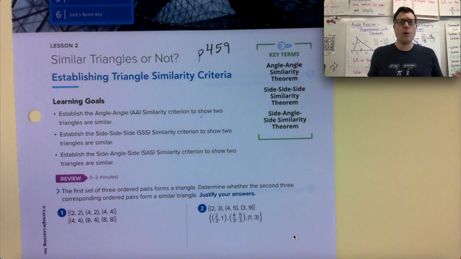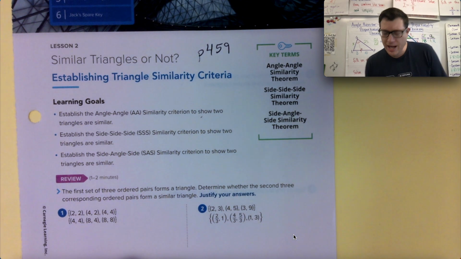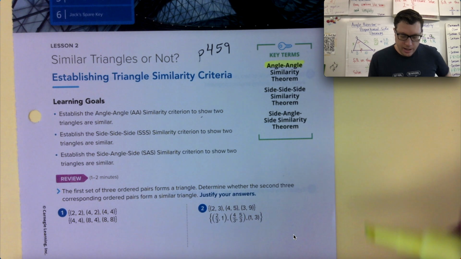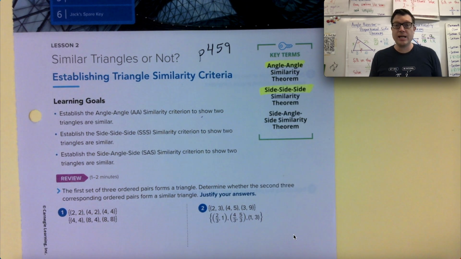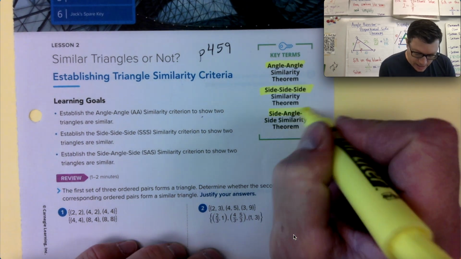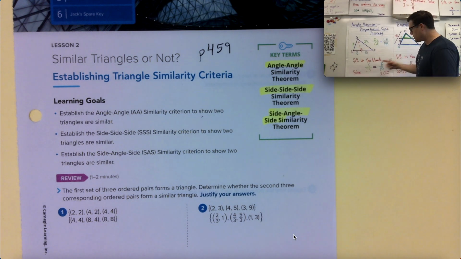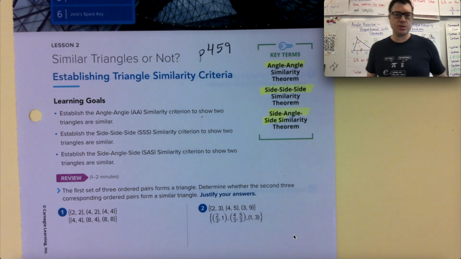I want to highlight some things right out of the gate. On page 459 is the angle similarity theorem, side similarity theorem, and side angle side similarity theorem. Those are a lot like different theorems we learned in the past on congruence, but there's a little twist. It revolves around making proportions of the sides and then checking if the proportions are the same.